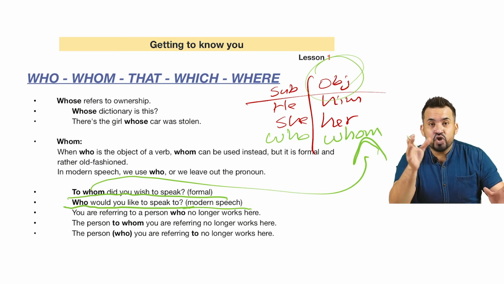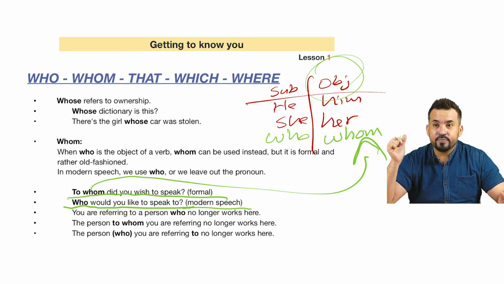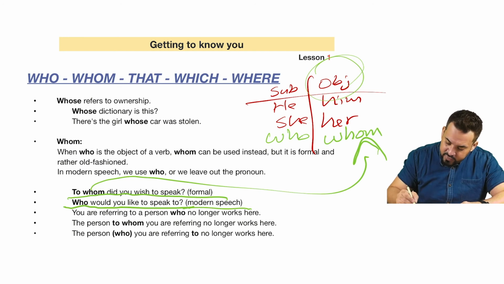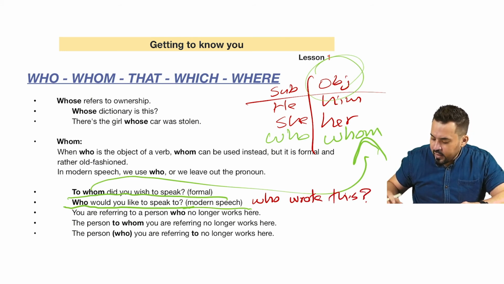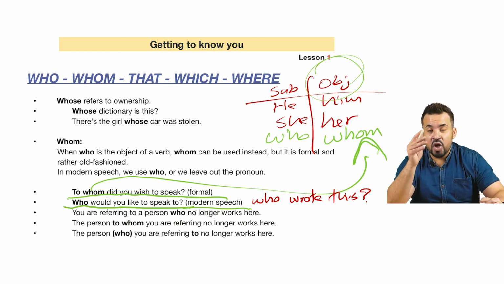Now, if I want to use who correctly, for example, I would say, who wrote this? Who wrote this? All right, let's write this example. If I want to say who wrote this, the correct answer will be he wrote this or she wrote this. That means who is correctly used here because we are talking about the subject and not the object.